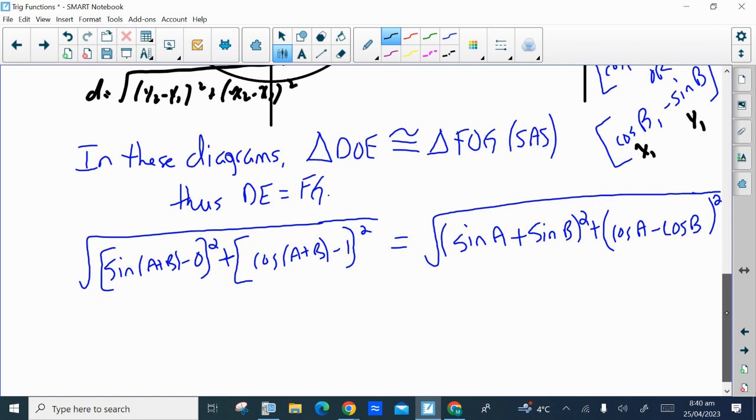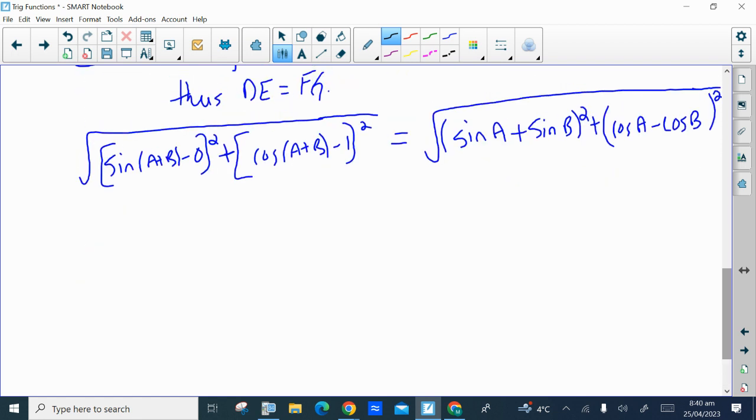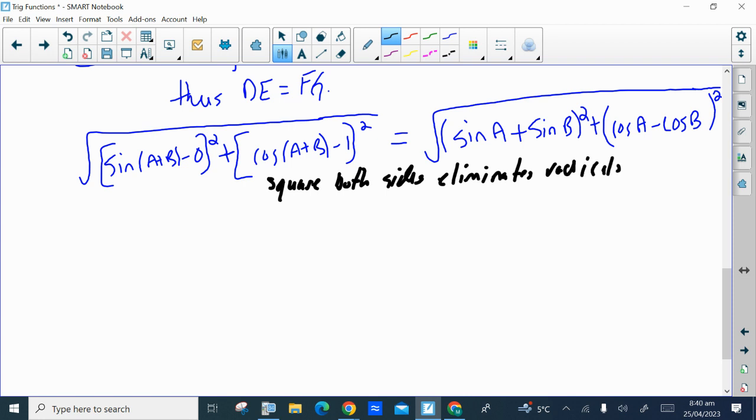So we're going to work with this expression. The first thing I would do is square both sides. That eliminates the radicals right off the start. If you square both sides, that eliminates radicals. And so now we are going to work down both sides.